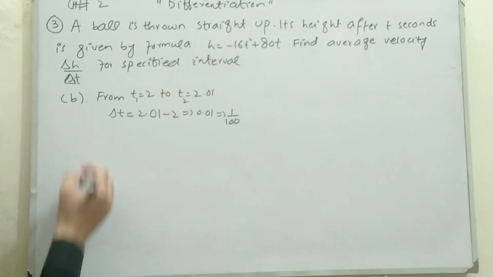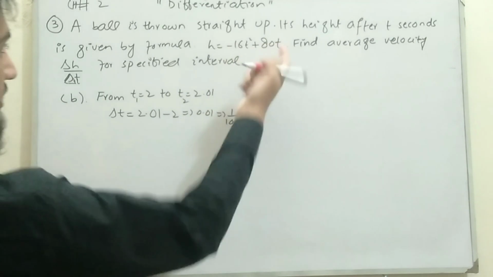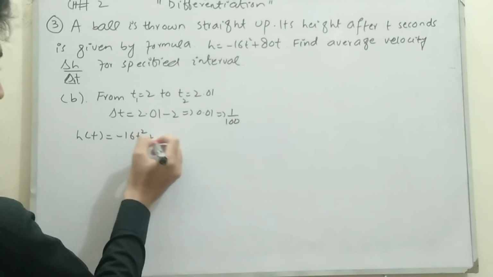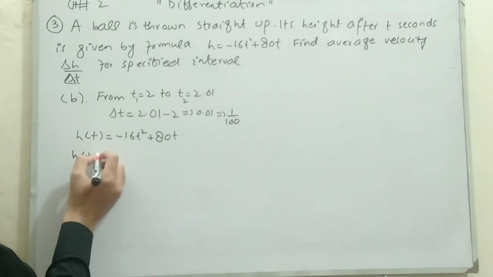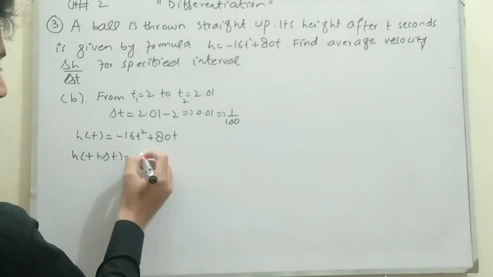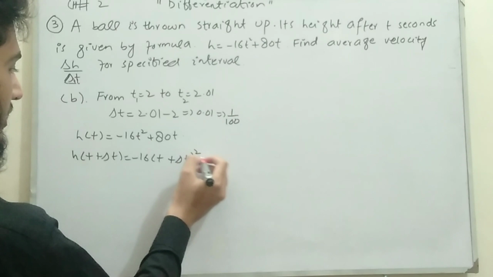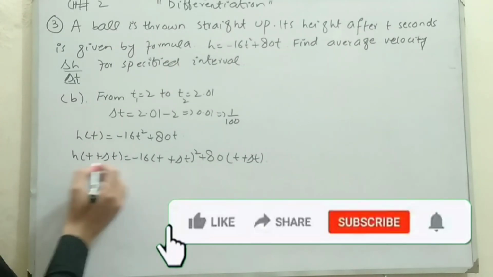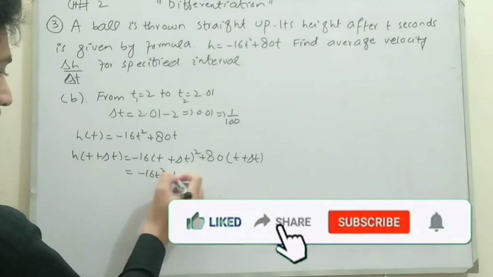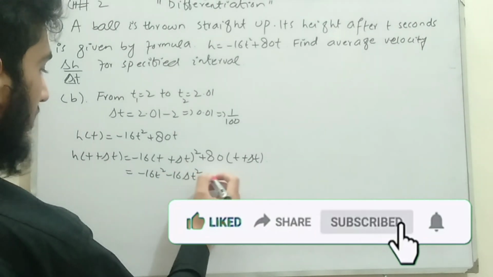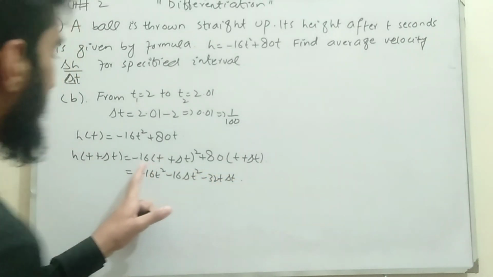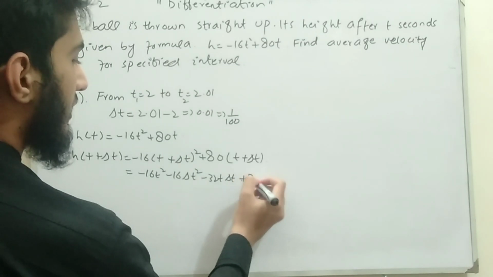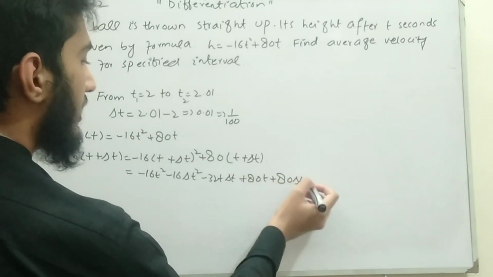Now we have a function given, h of t is equal to minus 16t square plus 80t. So h of t plus del t, using the same process applied in the first part, is minus 16 times (t plus del t) whole square plus 80 times (t plus del t), where t is replaced with t plus del t in the whole equation. So h of t plus del t will become minus 16t square, minus 16 del t square, and minus 32 t del t, plus 80t and plus 80 del t. This is h of t plus del t.